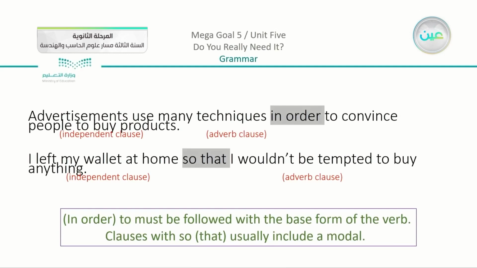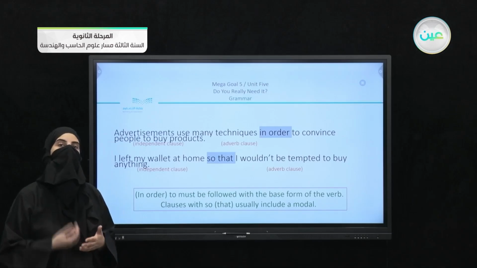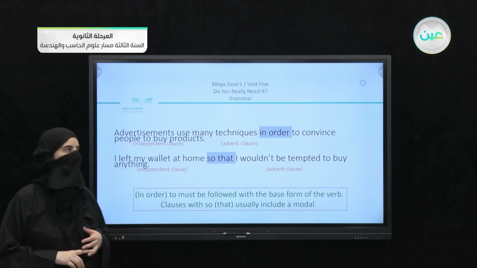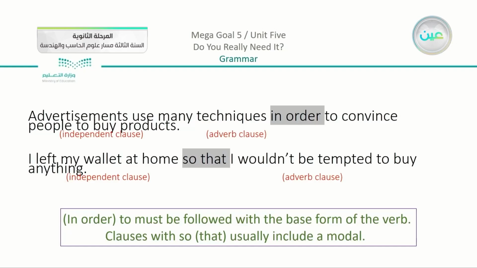We have here: Advertisements use many techniques in order to convince people to buy products. Now, if I say in order to convince people to buy products, still there is a missing meaning. So I'm going to complete it by saying advertisements use many techniques. And we have here, I left my wallet at home so that I wouldn't be tempted to buy anything. So here I'm also showing something. I have an aim, I have a reason, or I do have a purpose. So my purpose of leaving the wallet at home is so I cannot buy anything. And the purpose of using many techniques is to convince people to buy something.